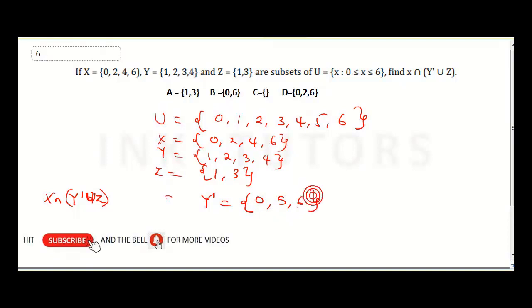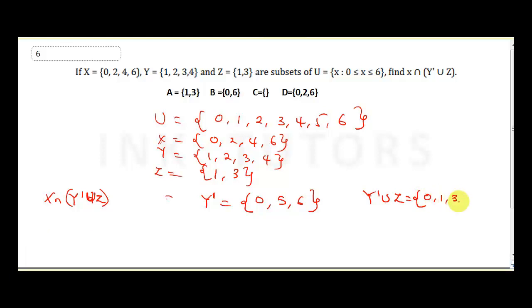Okay, so Y complement union Z. So remember our union is when you get union, you combine all the elements. So Y complement union Z is going to give us, I think I'll take the numbers in ascending order, that will be 0 comes first. I think there is 1 in Z, 3 is next, we have 5 next, then we have 6.